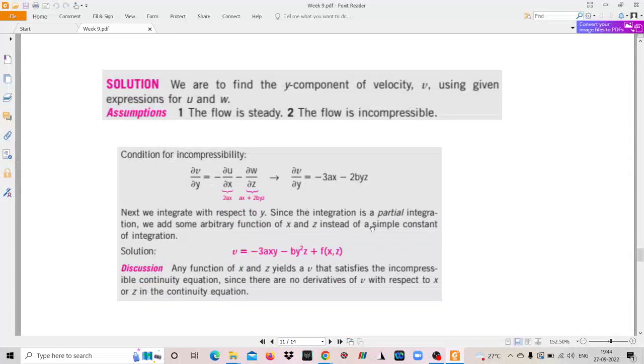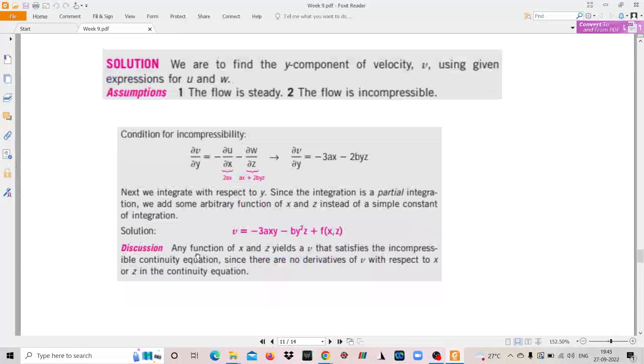Since it is a partial integration, we need to add some constant of integration, which may be any function of x and z, including a real constant. So v, what will be the integration of this? Minus of 3axy minus of 2bz y square by 2. So 2 and 2 will cancel out, so bz y square plus some function of x and z.